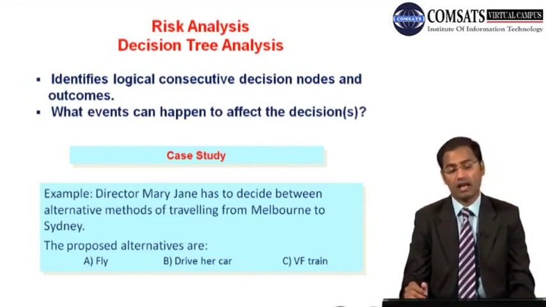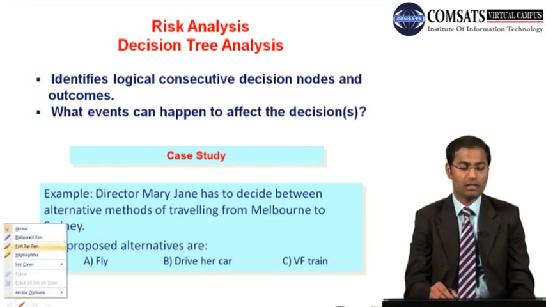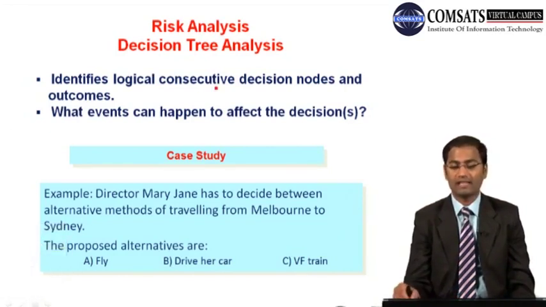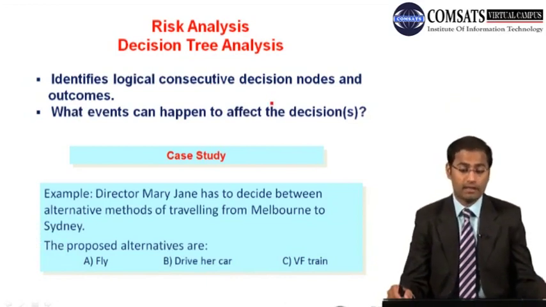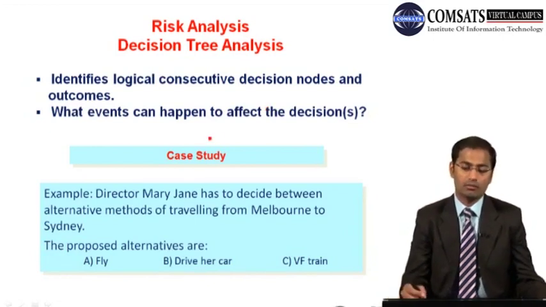Of decision tree analysis, the third one is decision tree analysis. Decision tree analysis identifies the logical consecutive decision nodes and outcomes, and what events can happen to affect the decisions, okay? So let's start with this example.